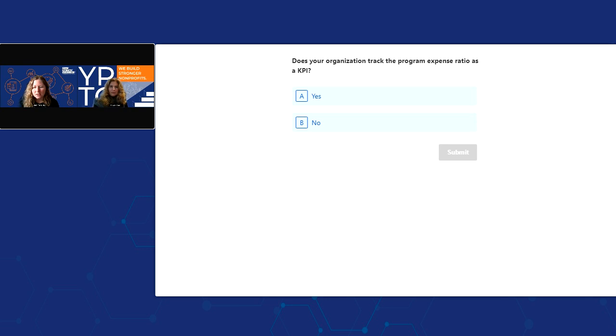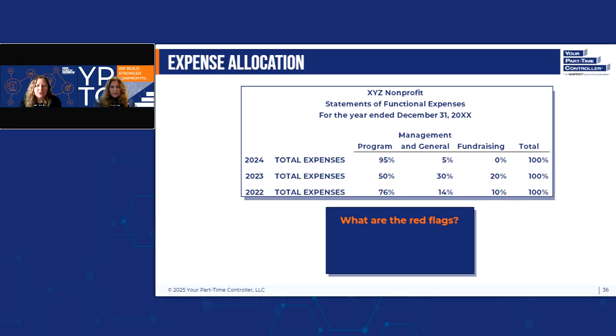All right, let's take a look at the answers here. The majority of you are not tracking the program expense ratio as a KPI. So let's take a look at that in more detail, because this is a key ratio that you can be tracking. If you're not calculating and tracking this, be aware your funders and watchdog organizations likely are, whether we like it or not. You want to go to your statement of functional expenses for this ratio. You take your total program expenses and divide by your total functional expenses, and this really measures how much you're spending on your core mission-related programs and services, as opposed to your admin and fundraising.